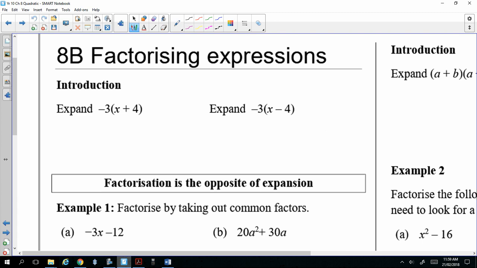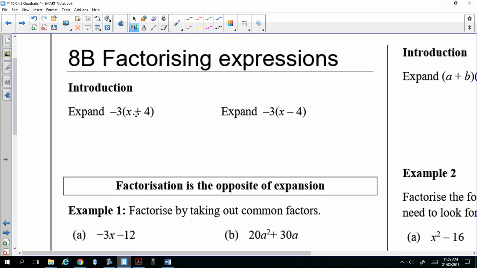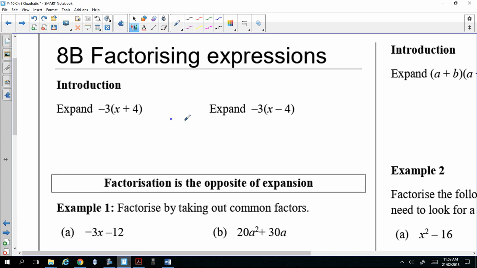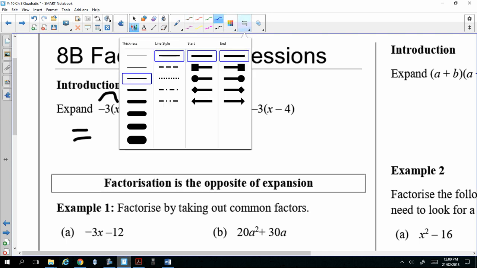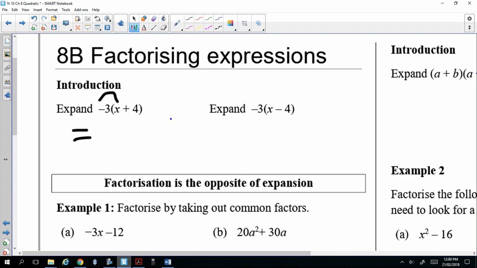So if we expand this, oops, Control Z. All right, so we're going to expand this and do -3 times x, which is -3x, and then -3 times 4, you get -12. So -3x minus 12.